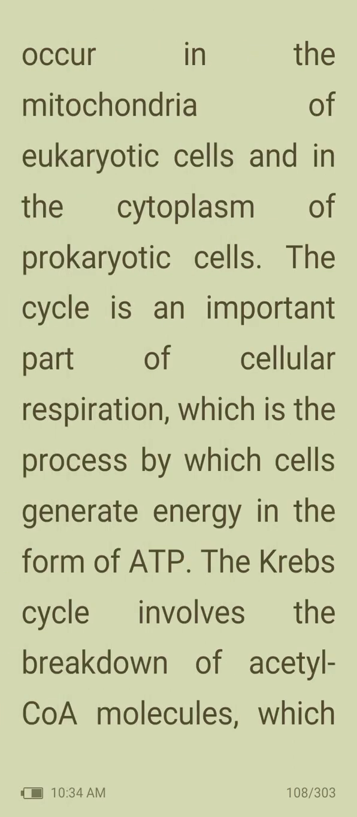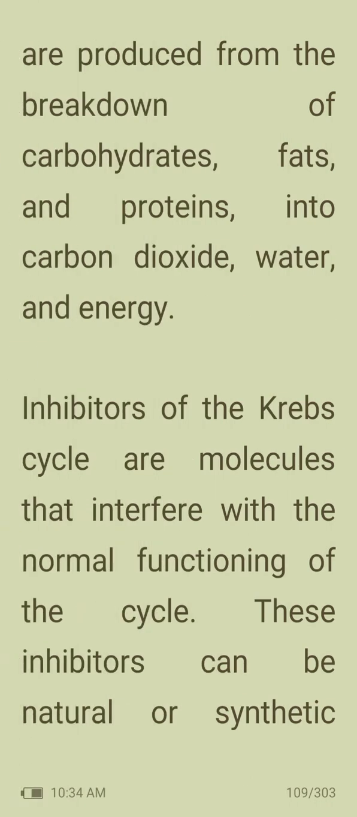that occur in the mitochondria of eukaryotic cells and in the cytoplasm of prokaryotic cells. The cycle is an important part of cellular respiration, which is the process by which cells generate energy in the form of ATP. The Krebs cycle involves the breakdown of acetyl-CoA molecules, which are produced from the breakdown of carbohydrates, fats, and proteins into carbon dioxide, water, and energy.